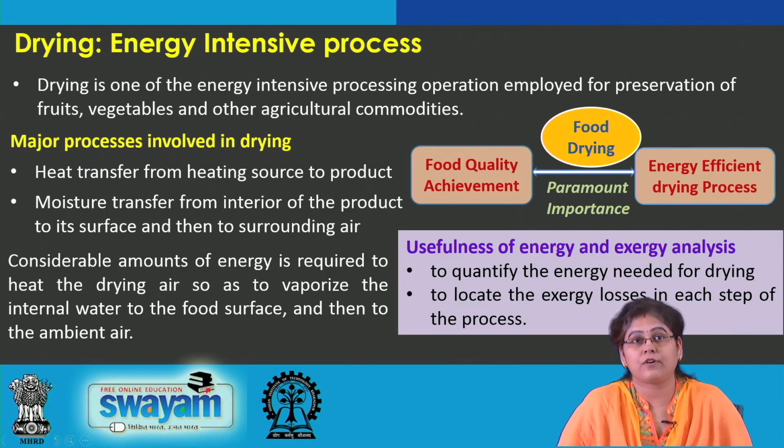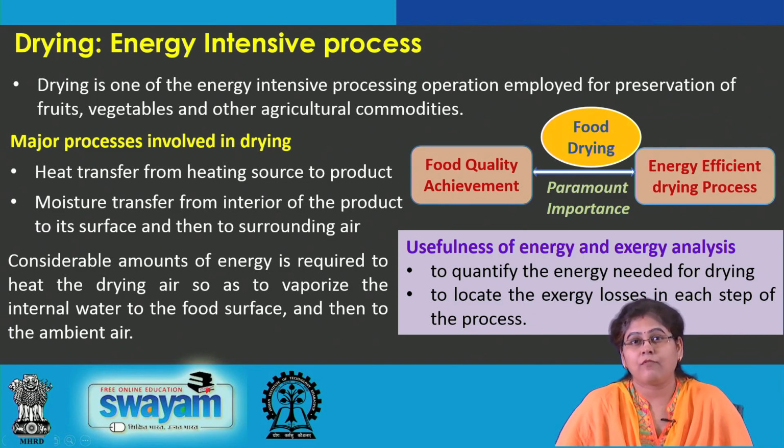Moisture transfer from the interior of the food matrix to the surface is due to diffusion, and from the food surface to the surrounding air is by convective mass transfer. This simultaneous heat and mass transfer affects the end product quality. The basic importance of food drying is to achieve better quality end products, and at the same time, from the energy efficiency point of view, we have to look into the process also.